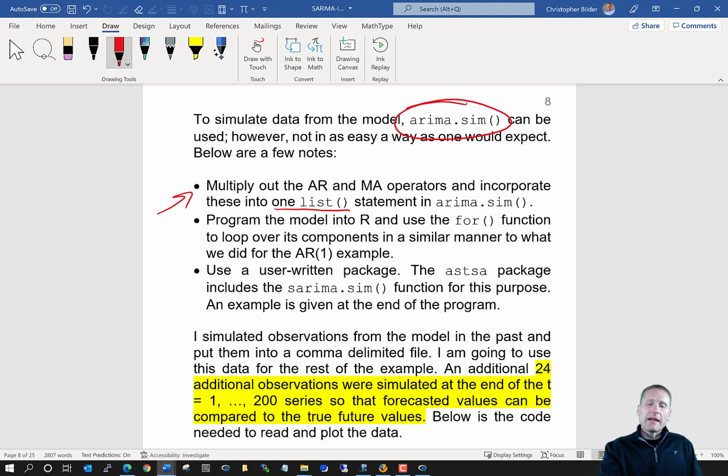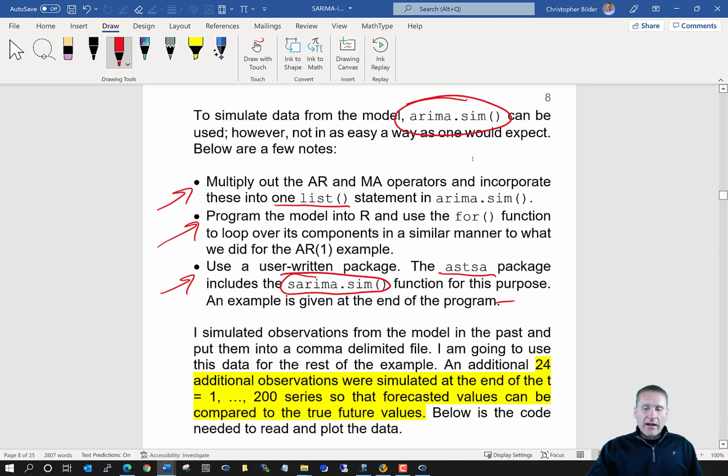Okay. Another thing you could do, of course, is to program the model into R and use a for loop, much in the same way as we've done in the past. And another way is to use a user-written package that's set up to more easily simulate data from a SARIMA model. In fact, the ASTSA package corresponding to Shumway and Stoffer's book has a function called sarima.sim that is set up to do this process. I have an example of how to use that at the end of my corresponding program for this example.